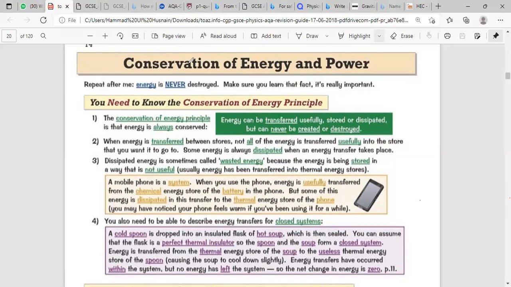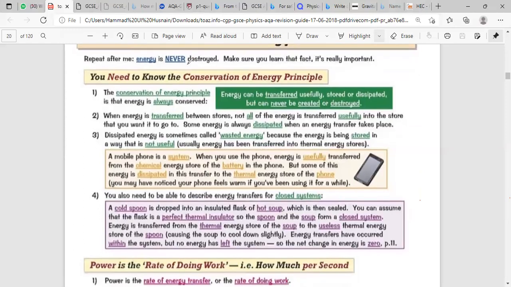Make sure you learn this fact, it's really important. You need to know the conservation of energy principle. Let us read it out. What do these notes say? These notes say that the conservation of energy principle is that energy is always conserved. Energy can be transferred usefully from one body to another, or it can be lost, or it can be transferred to an energy store which might be less useful to us.